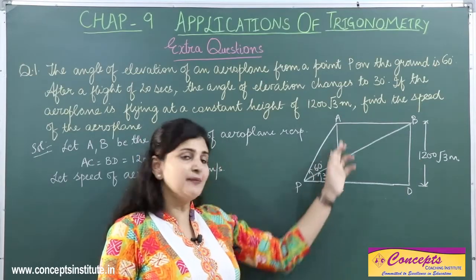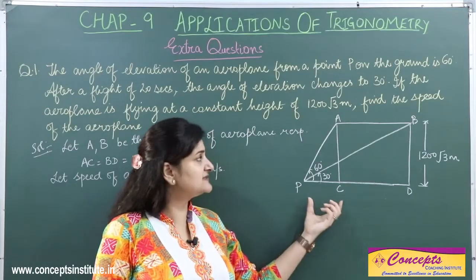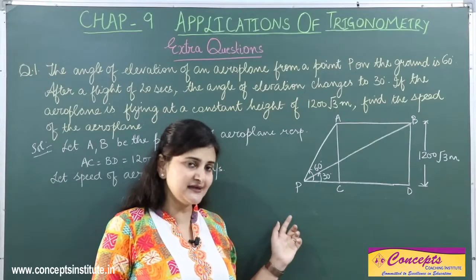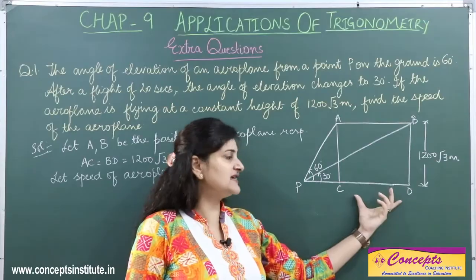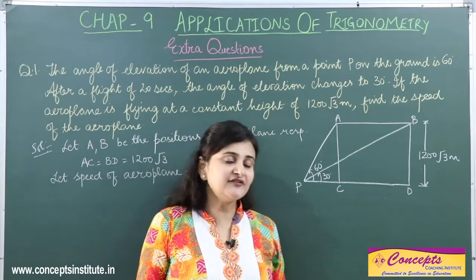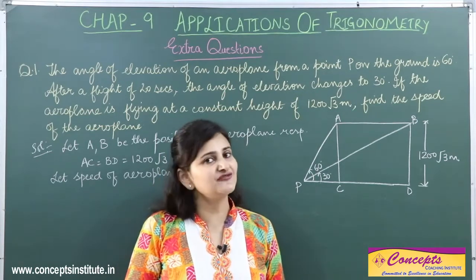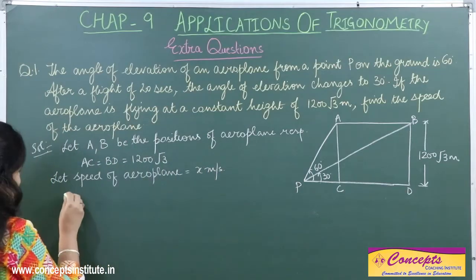So I have the perpendicular. Can I find out the base PC from this right triangle? Yes. Can I find out the base PD from the triangle BDP? Yes. I am going to subtract those two and I can find out the distance that was travelled by the aeroplane in 20 seconds. And if I find out the distance, I already have the time. So I would be able to find out the speed as well. Right, students? So let's just get started.